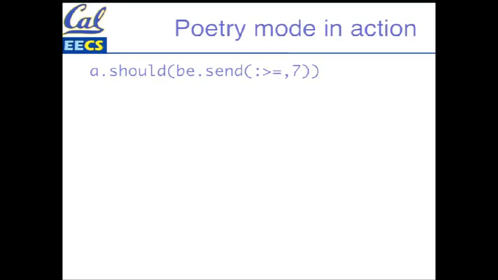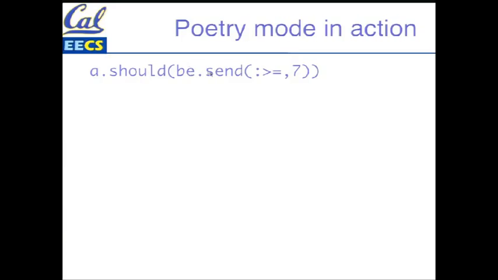So here's a way of asserting that a particular variable should have a value greater than or equal to 7. And we're going to deconstruct this to show why poetry mode is a cool thing. So this is really easy to parse, right? Should is a method call on the receiver A. And what is the argument to should? Well, it's this other expression, B. Well, turns out B is a method call. We've just omitted the parens because there are no arguments.